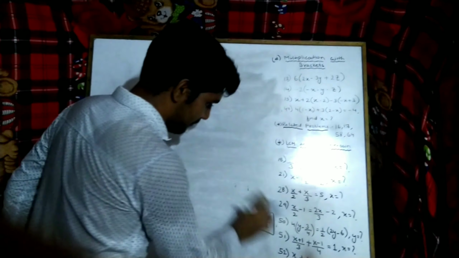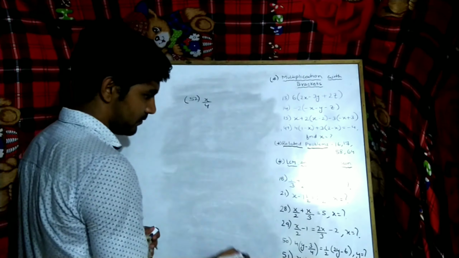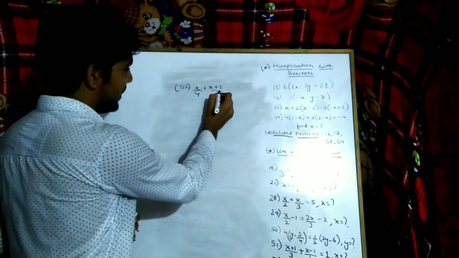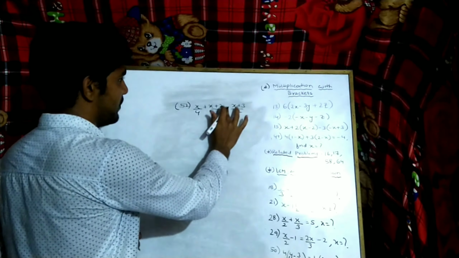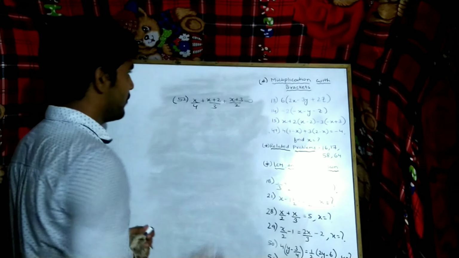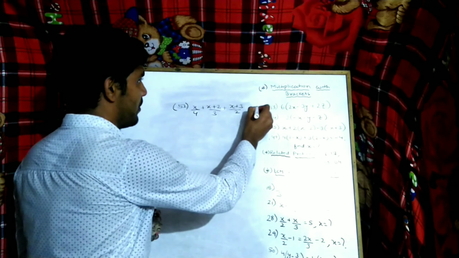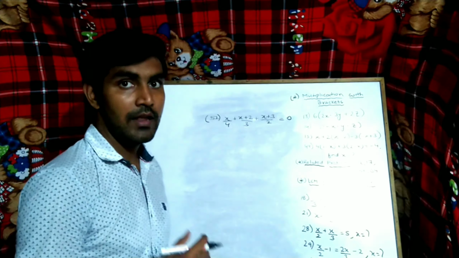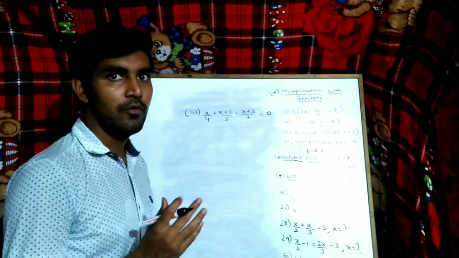Now come to 52. x plus 4 plus x plus 2 by 3 is equal to x plus 3 by 2, plus is equal to 0. Now we have to find the x value. Okay. So remember, now you can't take all three numbers at a time for multiplication. This is applicable only for 2.